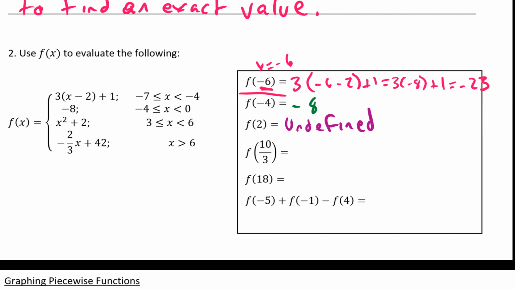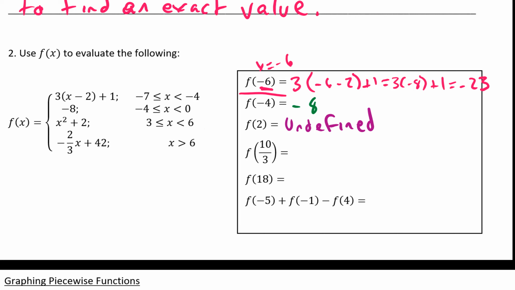So now we have a fraction, right? In this case, let's get approximately what this is. 10 over 3 is about 3 point what? 3. Okay, yeah, it's about that. So which equation can we use? Equation 1, 2, 3, or 4? We can use equation 3, right? Because 10/3, or 3.3, is in between 3 and 6.